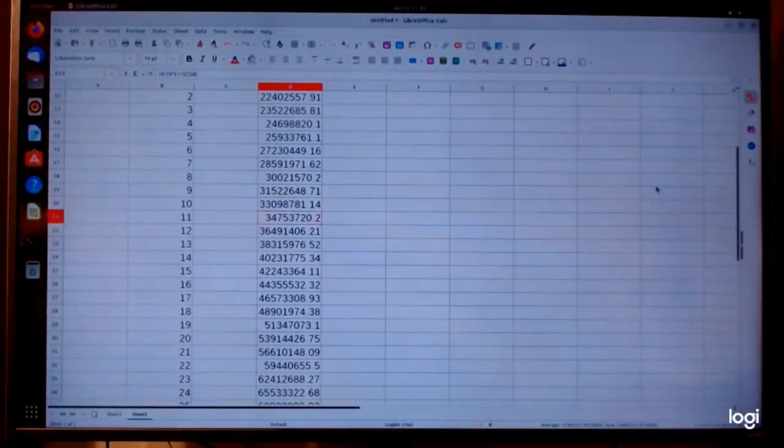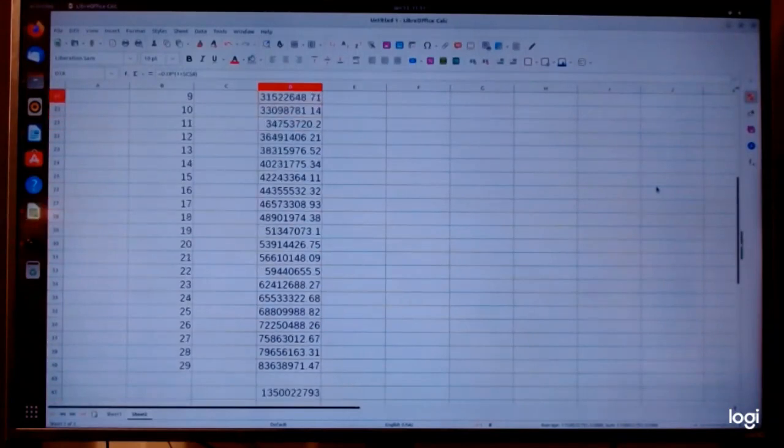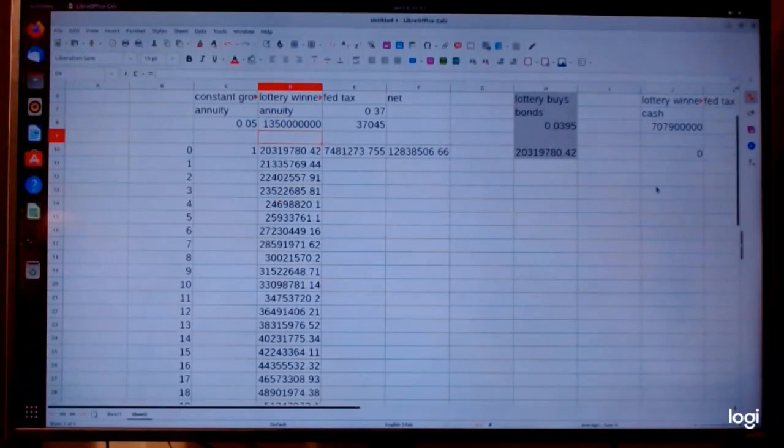And let's just sum, check our work. Sum of D10 through D39. $1.35 billion. Almost. Now I'm going to skip the taxes, but right here, that's correct. Let's just copy this.